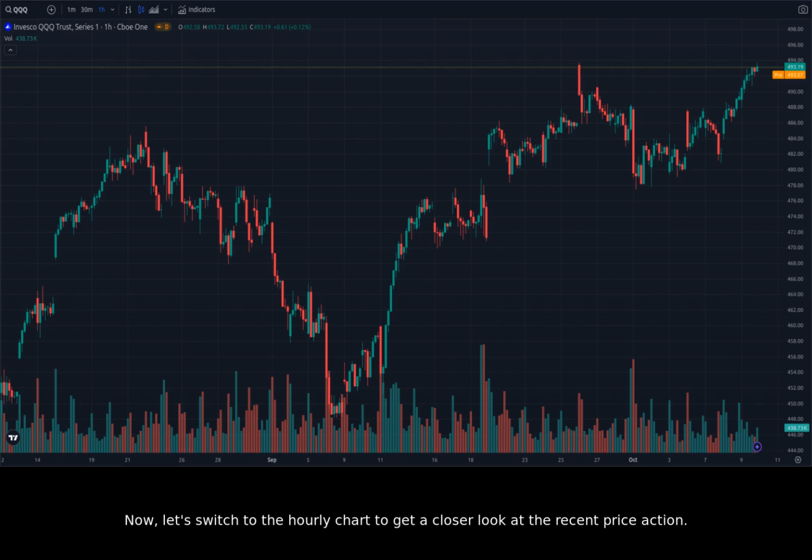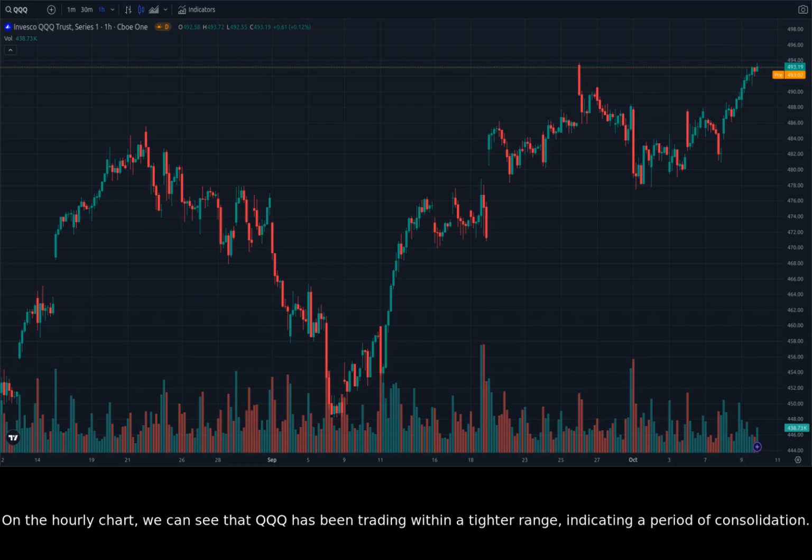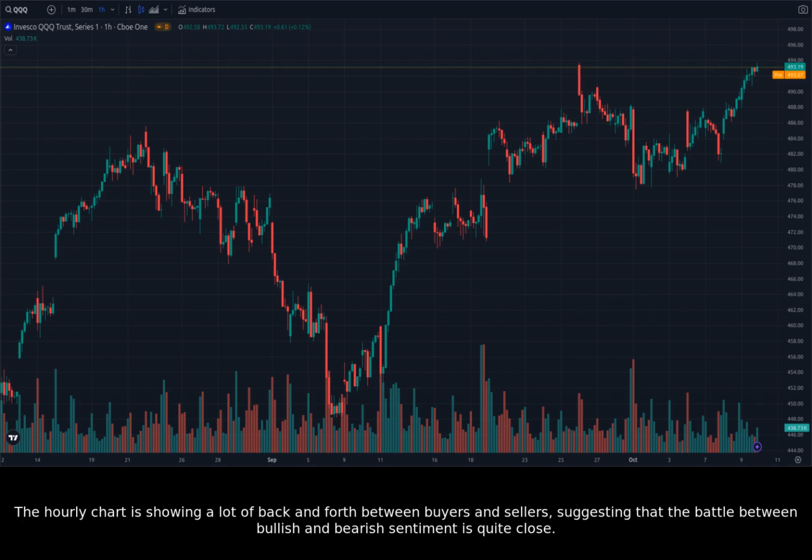Now, let's switch to the hourly chart to get a closer look at the recent price action. On the hourly chart, we can see that QQQ has been trading within a tighter range, indicating a period of consolidation. This consolidation suggests that the market is hesitant to make a decisive move in either direction. The hourly chart is showing a lot of back and forth between buyers and sellers, suggesting that the battle between bullish and bearish sentiment is quite close.